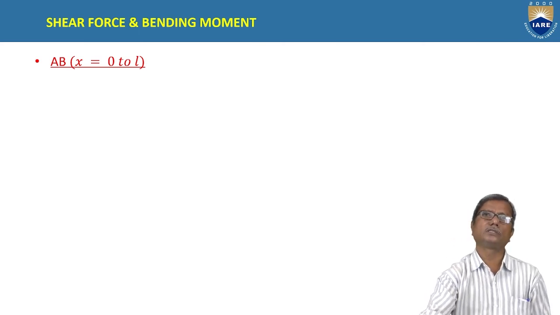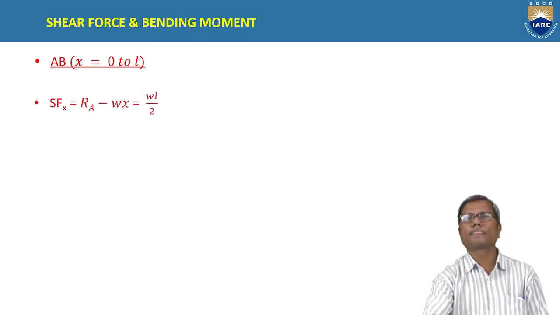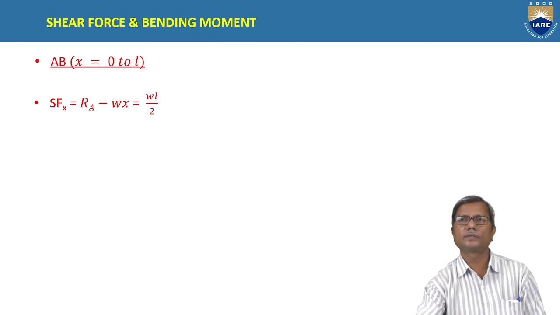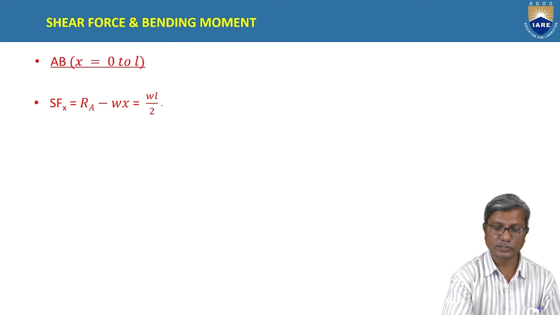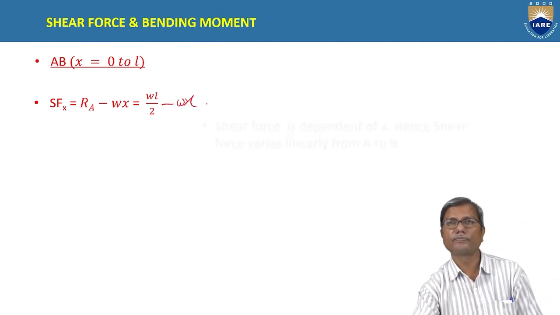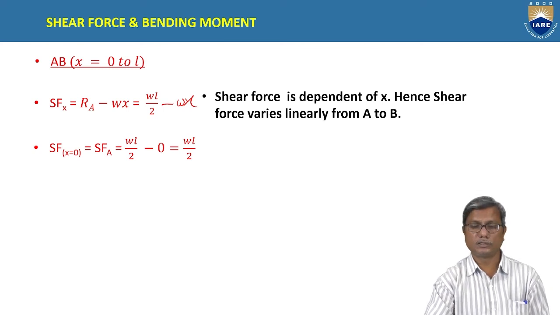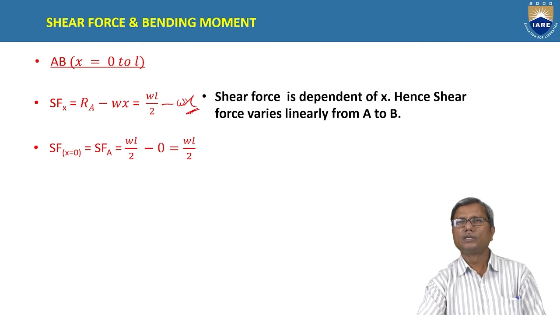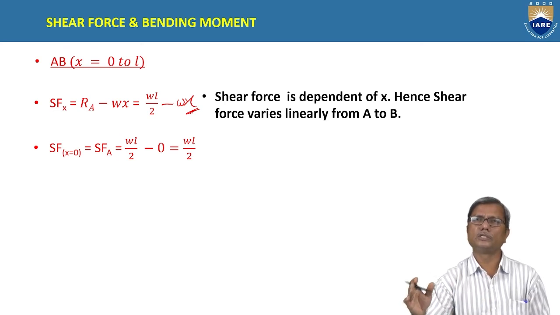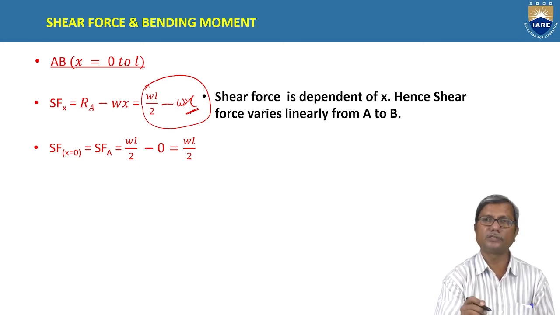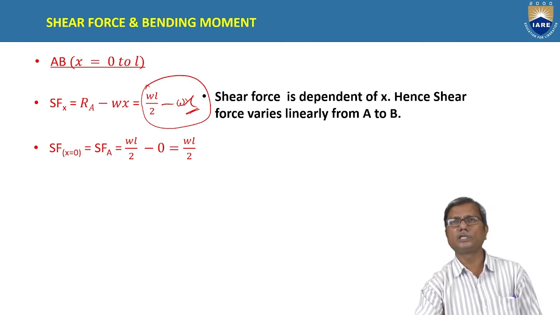After finding the reactions, we consider the section between A and B. Only one section is sufficient here, and the limits for X will be from 0 to L. The shear force at X is RA minus WX, that is WL by 2 minus WX. Here if you observe, for UDL, the shear force depends on the position of the section, and as the section moves, the shear force changes linearly with the distance. From this equation it is clear that the shear force at any section is WL by 2 minus W into X. Here X defines the position of the section, which varies linearly from 0 to L.